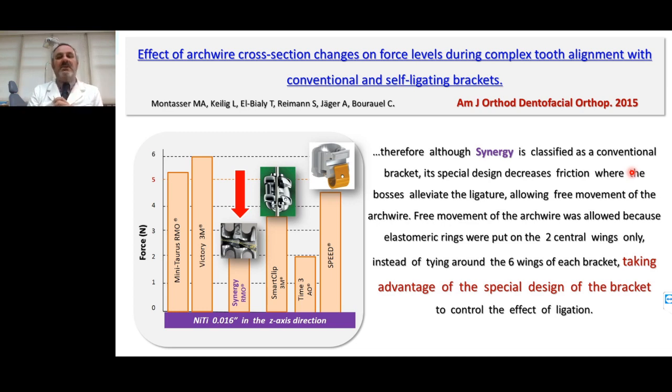2015, American Journal of Orthodontics and Dentofacial Orthopedics. In this article, you can read the advantages of the Synergy from Rocky Mountain and, at the same time, Synergy Time 3 from American Orthodontics, which present the lowest values of friction. And Synergy, according to the authors, takes a lot of advantages of the special design of the slot for tooth-by-tooth control of orthodontic tooth movement.